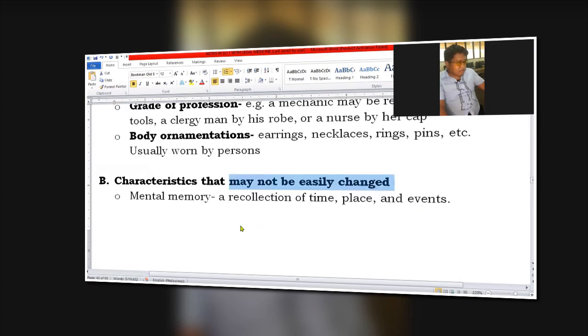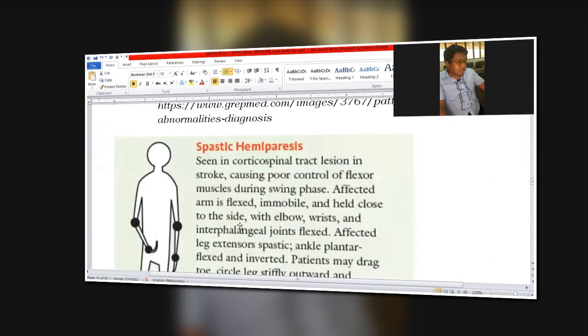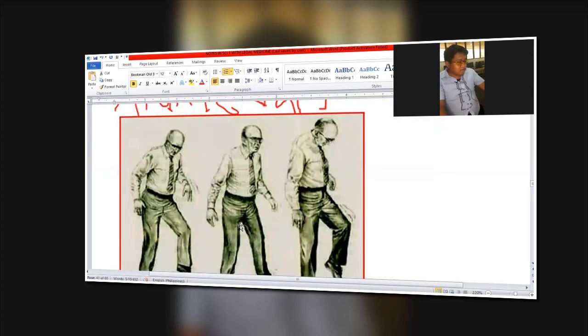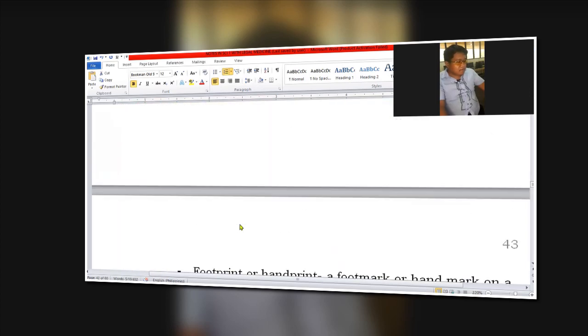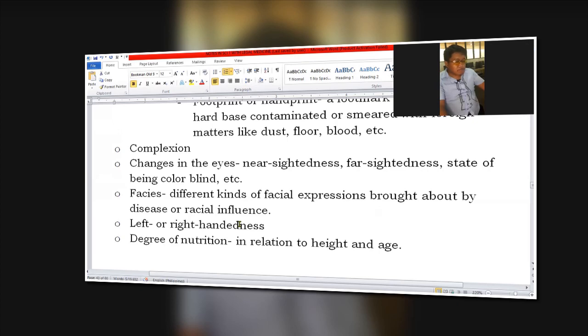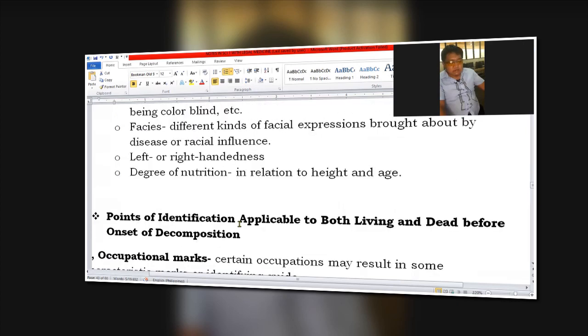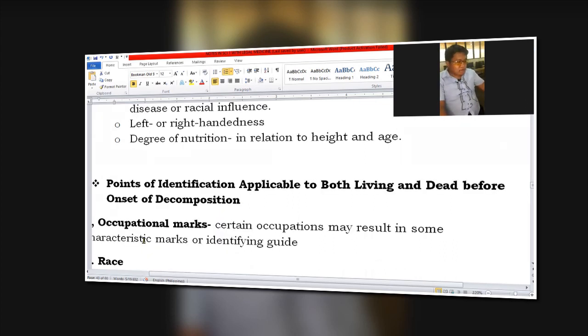Okay, mental memory, speech, gait, mannerism, hands and feet, complexion, changes in the eyes, faces, left or right-handedness, and degree of nutrition. Okay, so do not forget that. Next topic are the points of identification applicable to both living and dead before onset of decomposition. So another term for decomposition is putrefaction. Yan, putrefaction. So I hope you know what is decomposition.